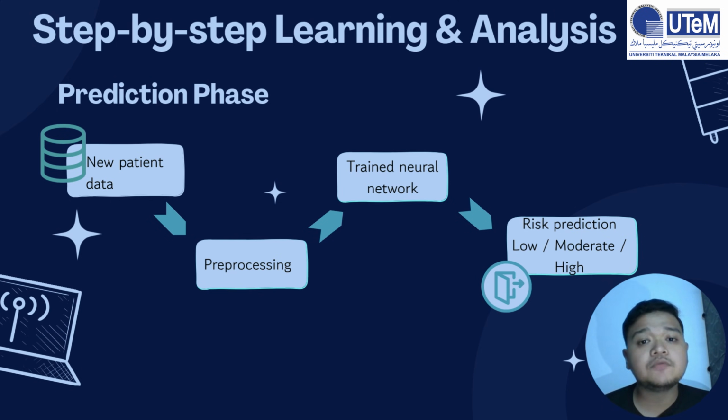Based on the output value, the system determines the patient's diabetes risk level. The result can be classified as low risk, moderate risk, or high risk depending on the prediction score. Finally, the risk assessment is displayed to the user, allowing for early awareness and encouraging further medical consultation if necessary.